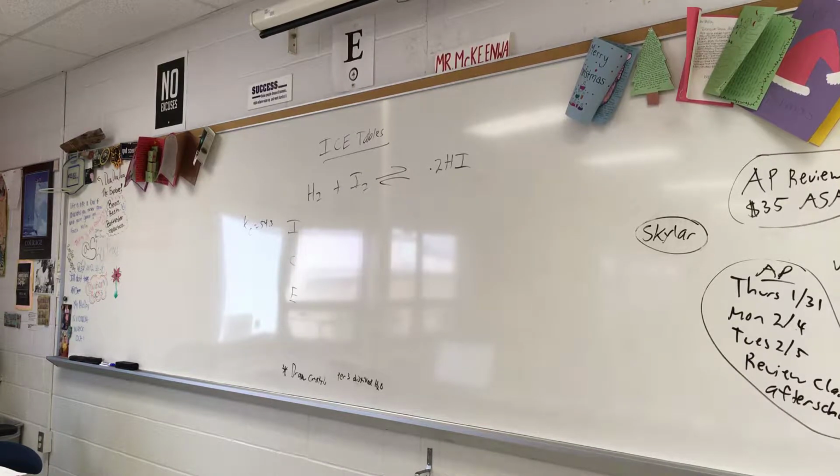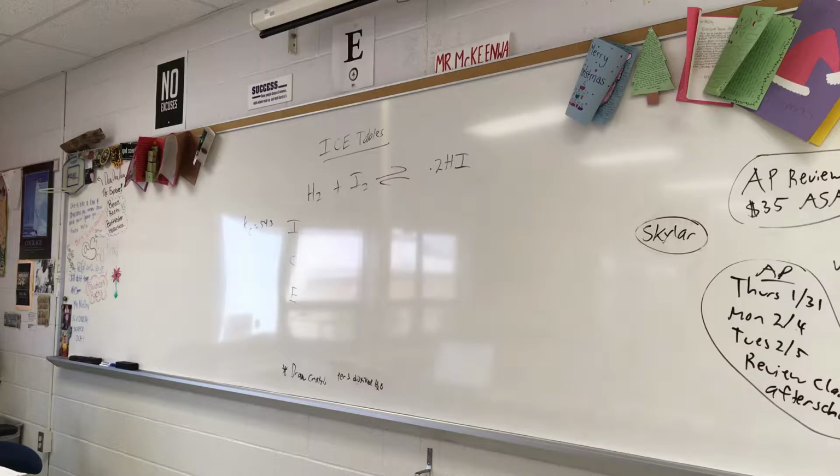So wait, with the 2HI, you have to double the number and then square it in the equation. Right, and this gets confusing. I understand that because you're like, well, I'm already doubling it, why am I squaring it? Yeah, because forget the numbers.